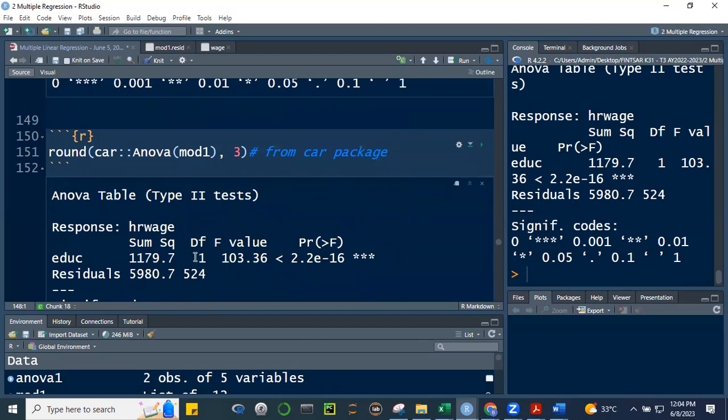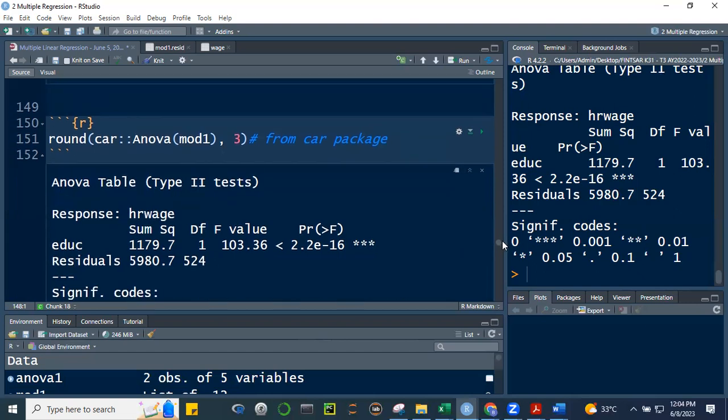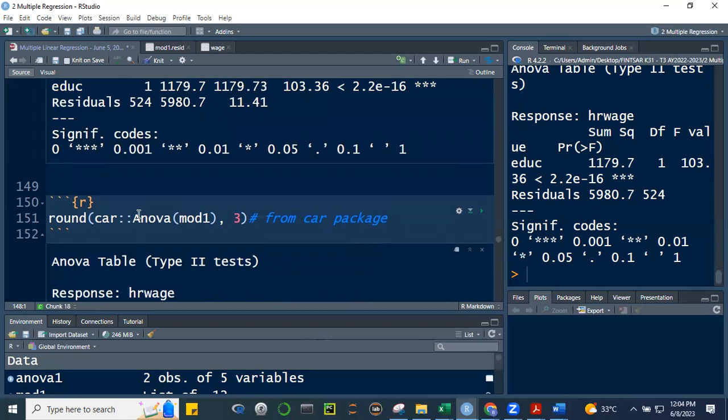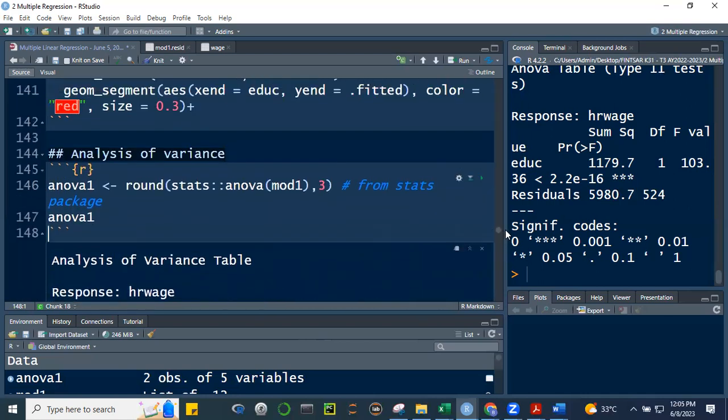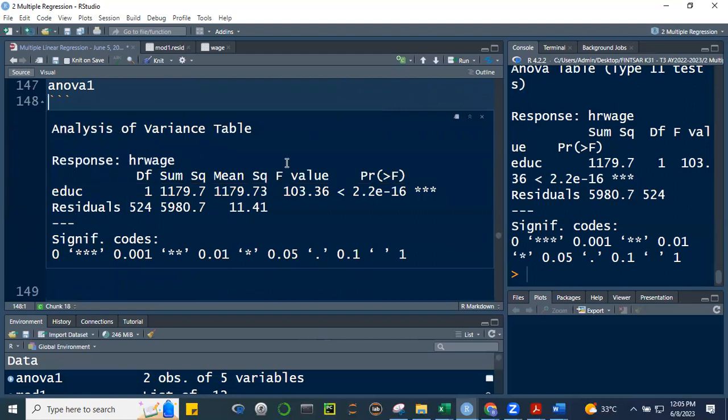So, ibig sabihin dito, ginawa na niya, sum of the squares divided by degree of freedom, tapos divided by sum of the squares ng residual divided by the degree of freedom to get your F-stat. Okay? All right. So whether you use the CAR package or the stats package, you'll generate the same answer. Mas kompleto nga lang sa stats package kasi binibigay sa atin yung mean square, no? Mean square.